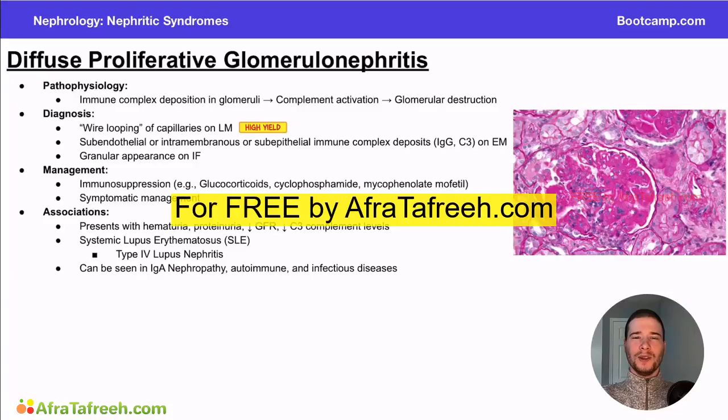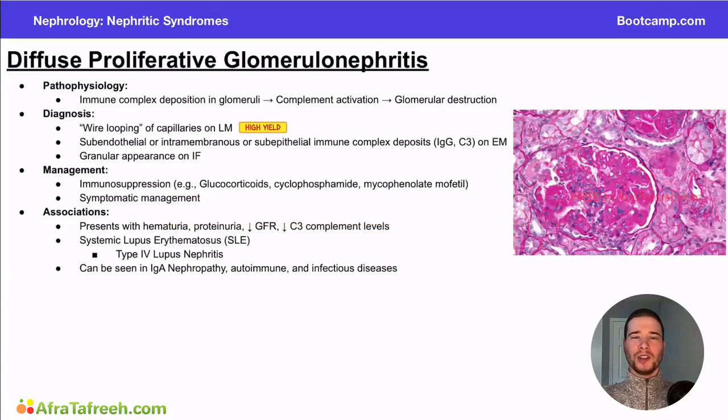Welcome back everybody. So in this video we're now going to talk about a condition called diffuse proliferative glomerulonephritis. And to start this video I actually want to draw your attention to one of our associations, which includes systemic lupus erythematosus. And the reason for this is that this is the most common or classic presentation that they'll ask you about in a vignette.